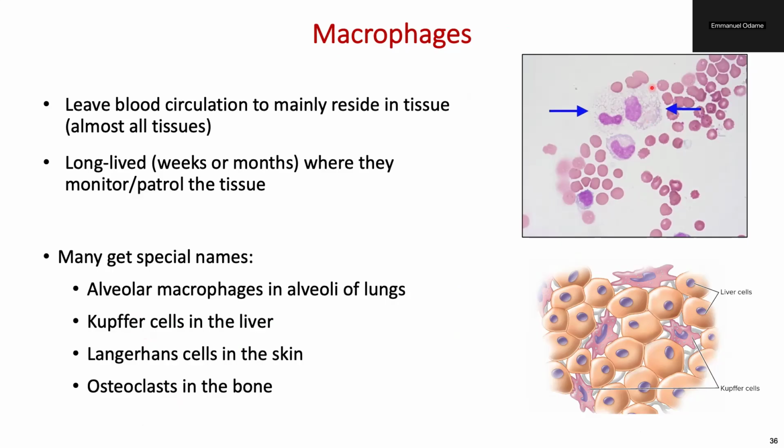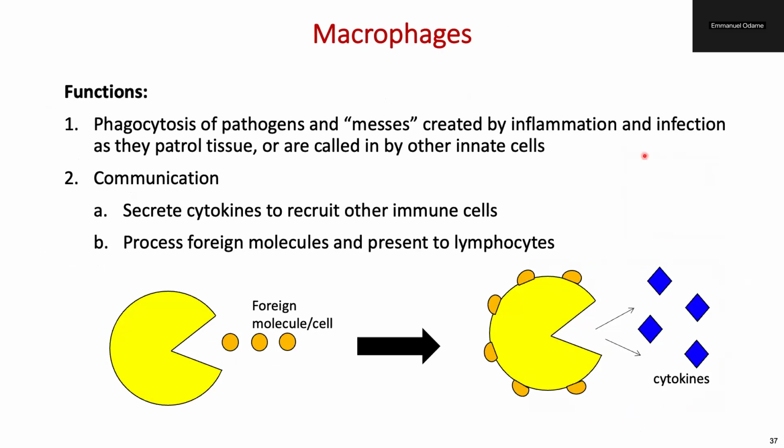As you can see, here is an example of macrophages being present in the tissue, and they are just doing their job, engulfing everything that they can find. And then phagocytosis. So what is the function of macrophages? Their function is basically to phagocytose all pathogens that they see. Basically, they are just getting rid of all the messes caused by inflammation and infection as they patrol the tissue.